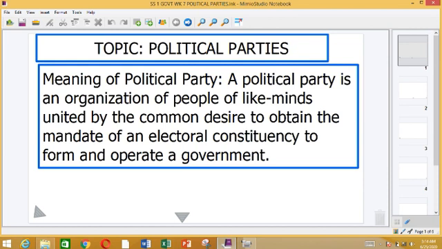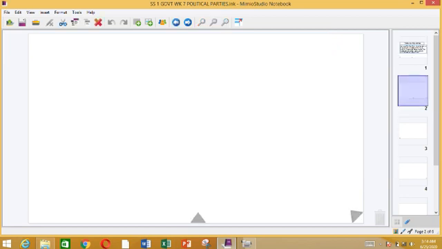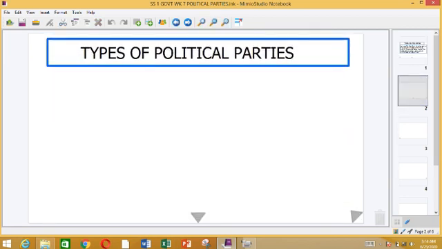Looking at the definition, you understand that a political party is an organization that is formed by people with like mind. The reason why they came together to form this party is because they want to contest an election with the hope of winning, so as to gain political power and control the government. Now we go to types of political parties.